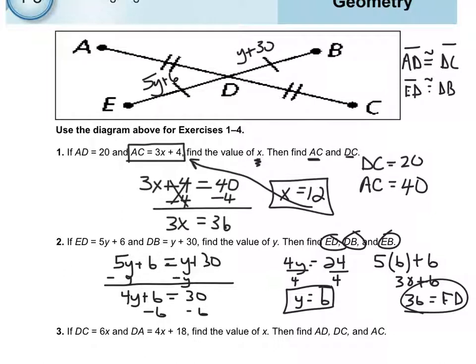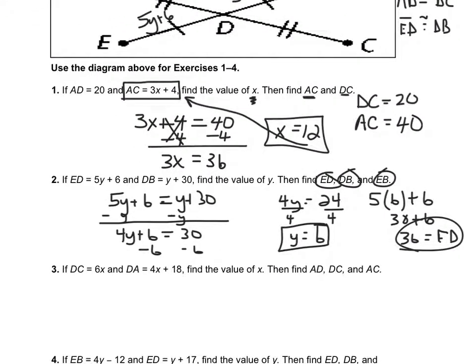Okay, ED is 36. Now, when I plug it back into the other one, if I take y in this case, that's 6, and I add that to 30, that's going to be 36, and that is segment DB. Well, if both segments are 36, I can take 36 part plus the part, and it's going to give me the whole, which is 72, and that's segment EB.